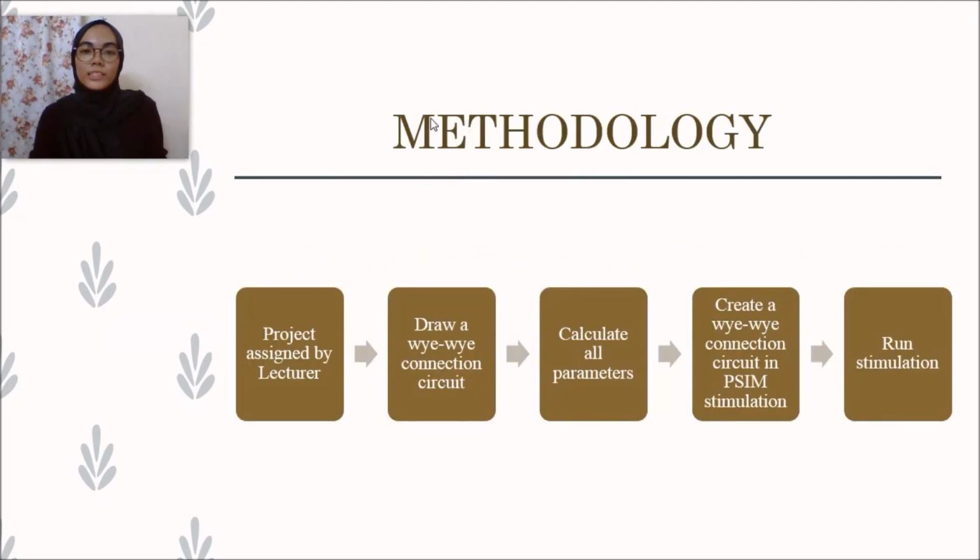Next, we go to the methodology. Students are randomly assigned the line-to-line rated voltage of the generator. The connected transmission line and load are given based on the matric number. Then, students need to find all the related parameters for phase current, phase voltage, and line voltage. In order to find the voltage drop percentage, the phase voltage at the load must be calculated first.